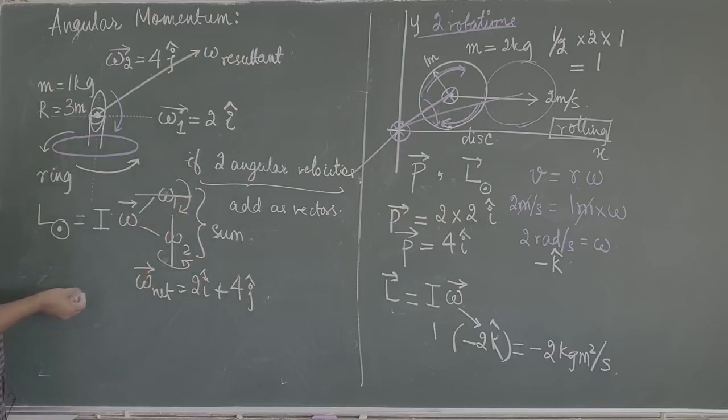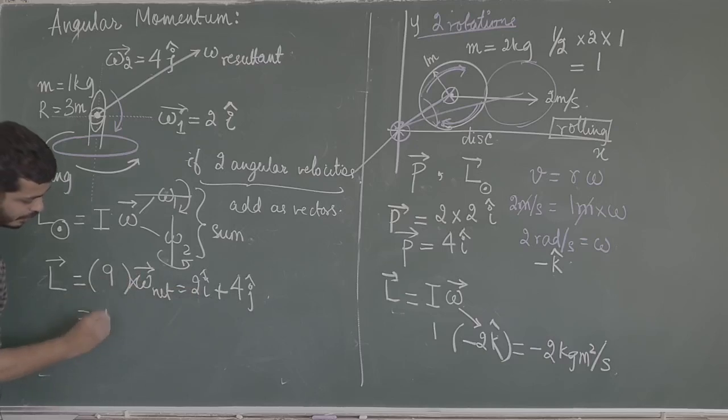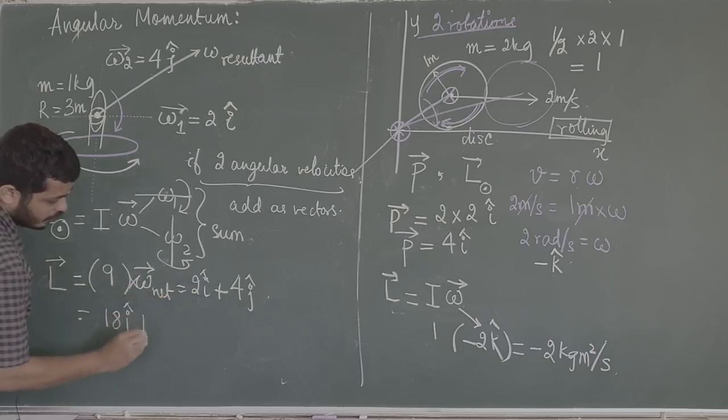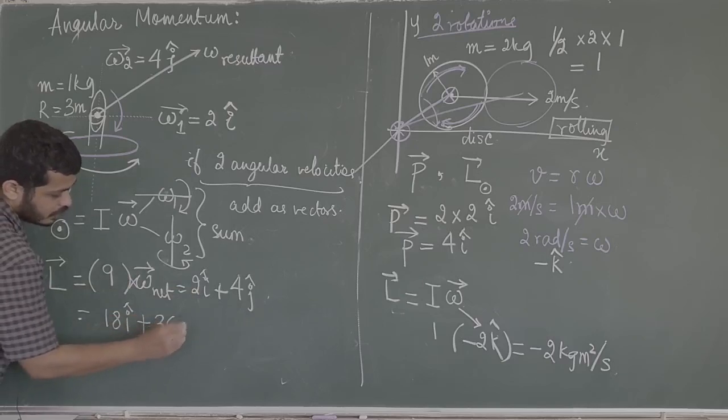Take the value of I, so it will just be m r square. So m into r square is 9 kg meter square. So L vector is equal to 9 times the omega net vector. So 9 times 2i, which is equal to 18i, 9 times 4j, which is equal to 36j.